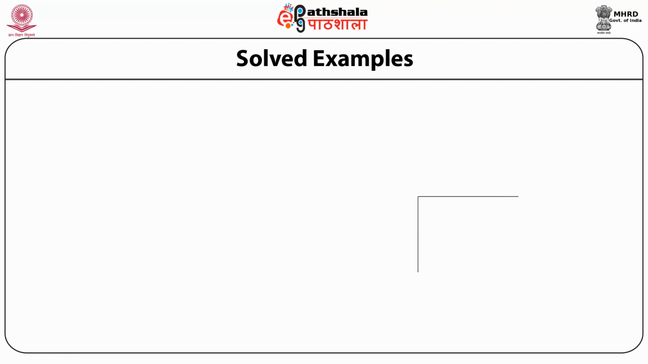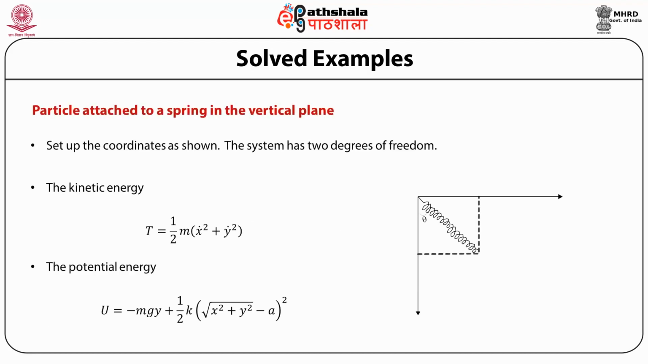As a fourth example, we consider a particle which is attached to a spring in the vertical plane and is free to move in the vertical plane, which we have represented as the xy plane. The position in the vertical plane of a mass which is attached to the spring at any time is given by the angle theta. So, the Cartesian coordinates of the mass attached to the spring can be written in terms of this angle theta.